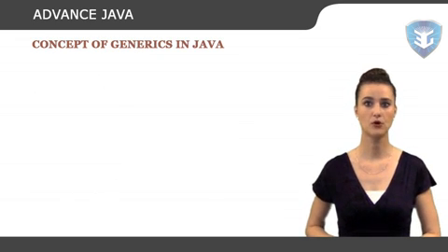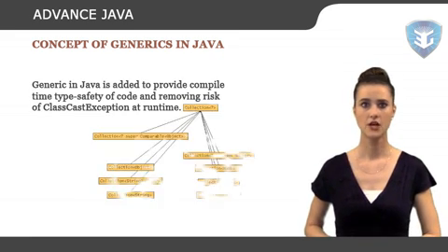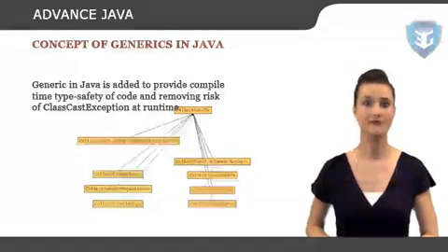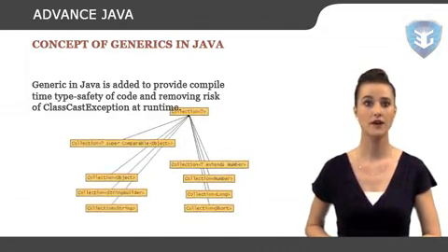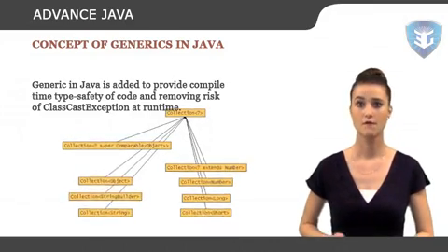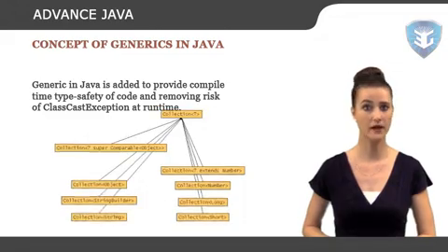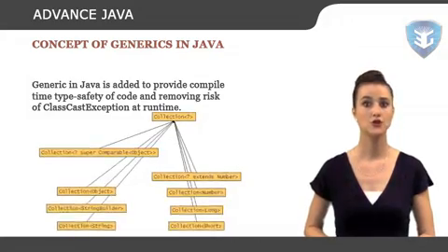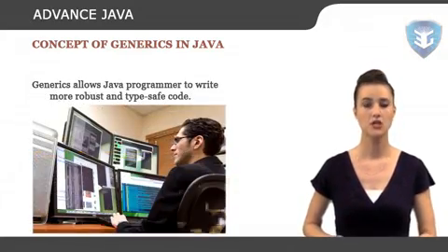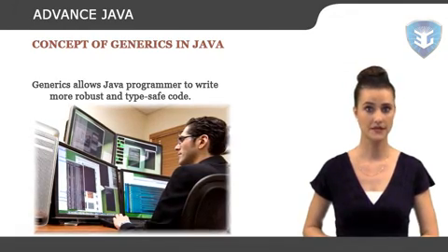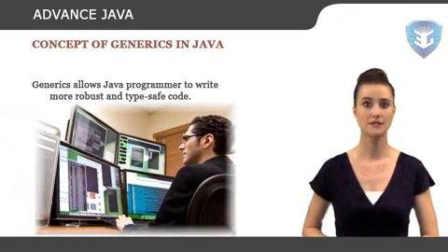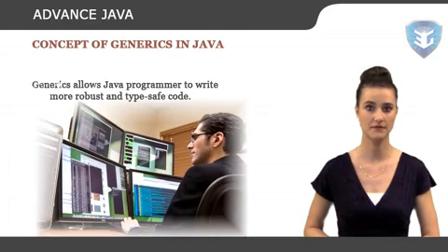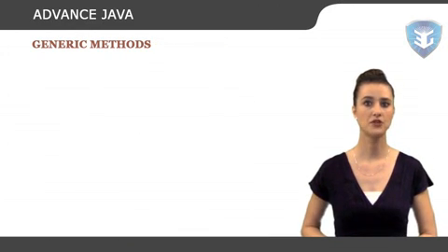Here we will discuss the concept of generics in Java. Generics in Java were added to provide compile time type safety of code and remove the risk of class cast exception at runtime, which was a quite frequent error in Java code. For those who do not know what type safety at compile time is, it is just a check by the compiler that the correct type is used in the correct place and there should not be any class cast exception. Generics allow Java programmers to write more robust and type-safe code. Generics in Java is a much overdue feature given the popularity of the collection framework in Java and its limitation around handling type safety. Let's know about generic methods.